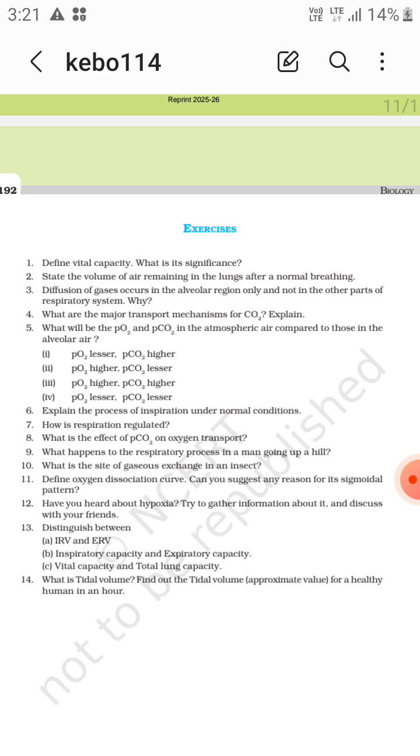So have you heard about hypoxia? Try to gather information about it and discuss with your friend. So hypoxia, right? Google it. And distinguish between IRV and ERV, inspiratory reserve volume and expiratory reserve volume.